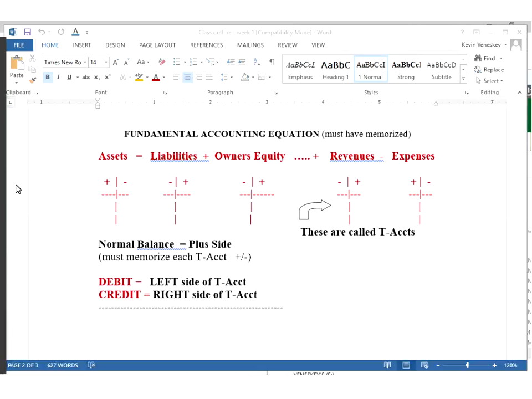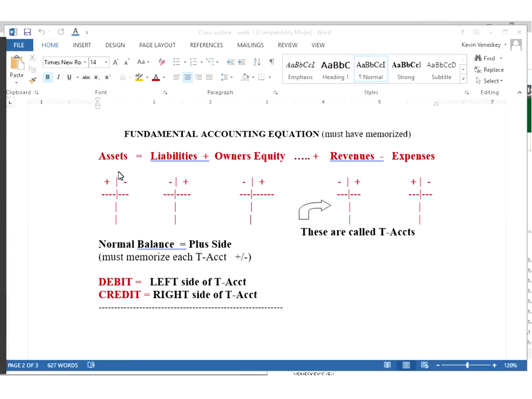Okay, welcome. What we are going to be looking at is Chapter 2 material in the Wygant text of Financial Accounting. It's of the Wiley series. This is actually what we cover in part for week 1 here at Ivy Tech.